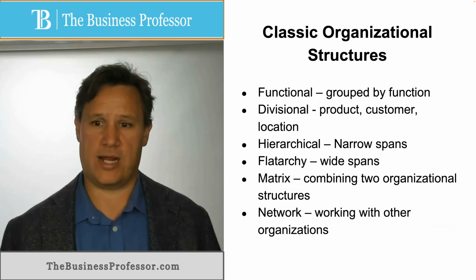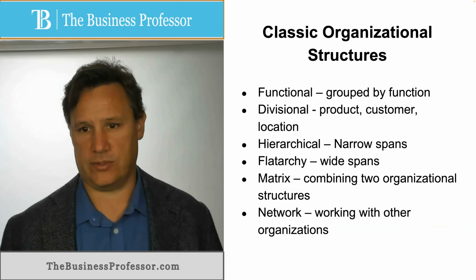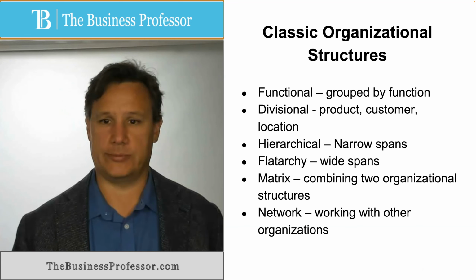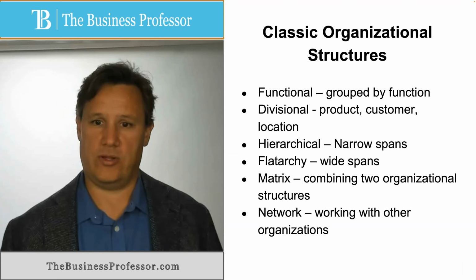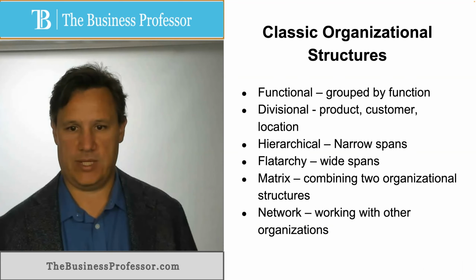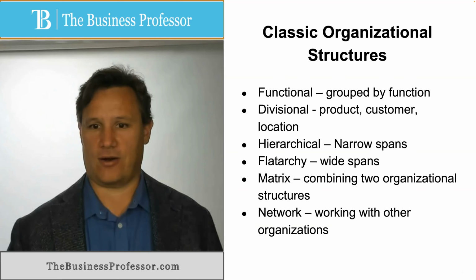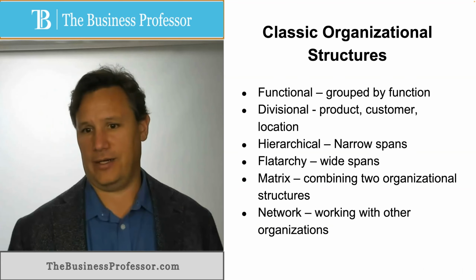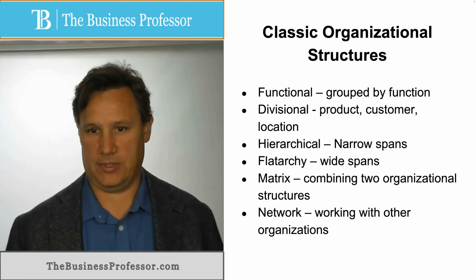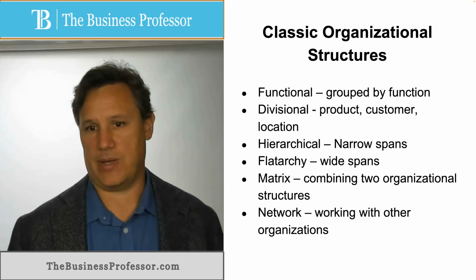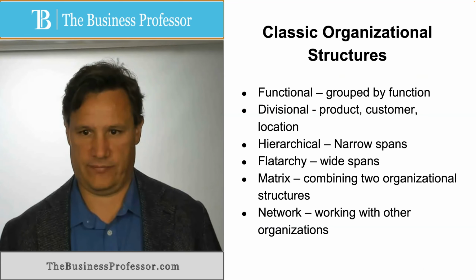Next up, we have hierarchical organizations. These are going to be characterized by relatively narrow spans of control. And so these are going to have multiple levels, or really high levels, of managers. And each one of those managers is only going to manage a handful of people, versus a flatarchy, which is going to have relatively wide spans of control, and so fewer levels of management. Hierarchical structures do better in a relatively stable environment, whereas that flatarchy does better in relatively unstable environments.